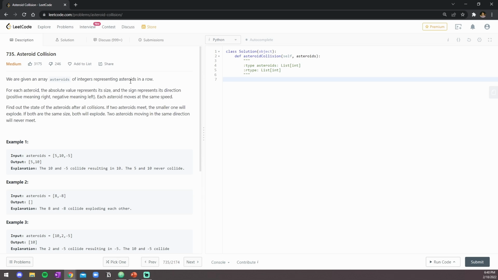Okay, so we're looking at question 735, asteroid collision. It's a medium question, and let's get into it. So we're given an array of asteroids of integers representing asteroids in a row.